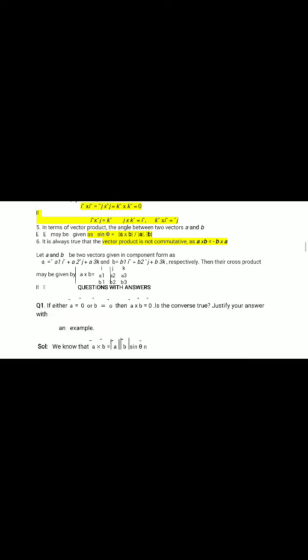Now I am taking some questions. If either A is equal to 0 or B is equal to 0, then A cross B is equal to 0. Is the converse true? Justify your answer with an example. Here we can see vector A cross vector B is equal to mod of vector A mod of vector B sin theta into the normal perpendicular vector.